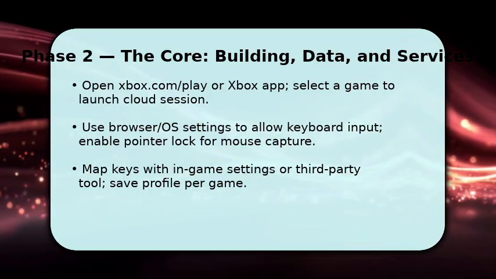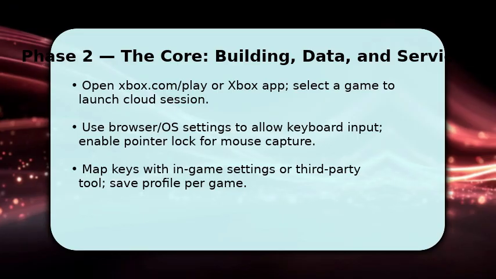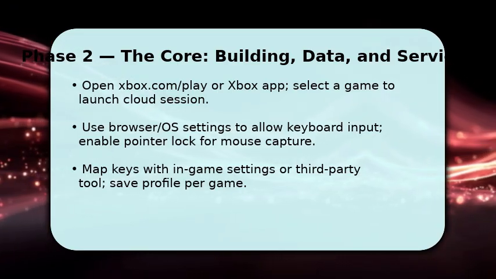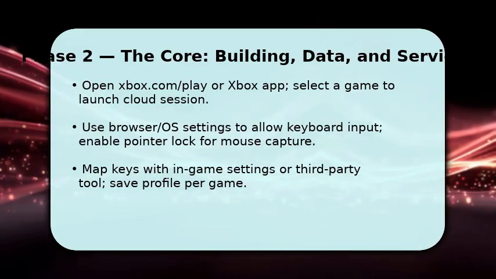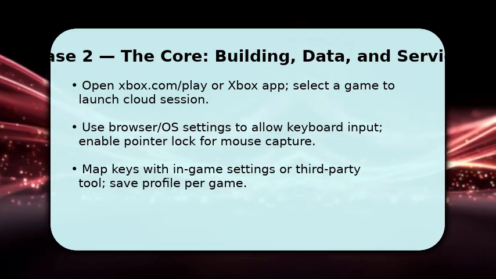After that, open the game's control settings and remap actions to your keyboard and mouse. If native mapping is limited, use a reputable mapping tool to create a profile. Save it per game so you don't repeat steps each time.